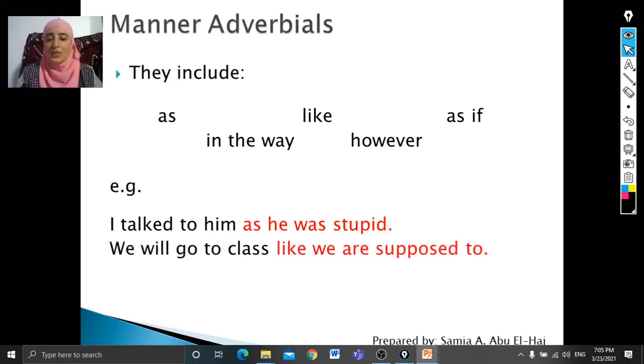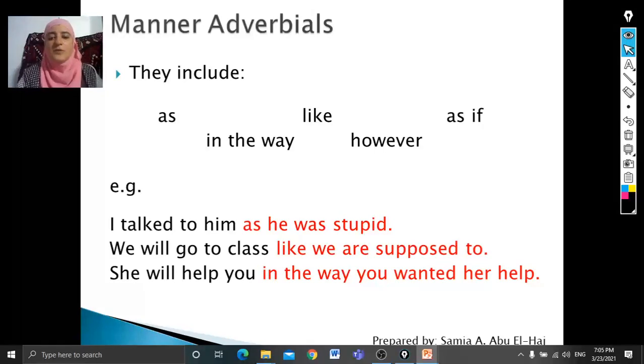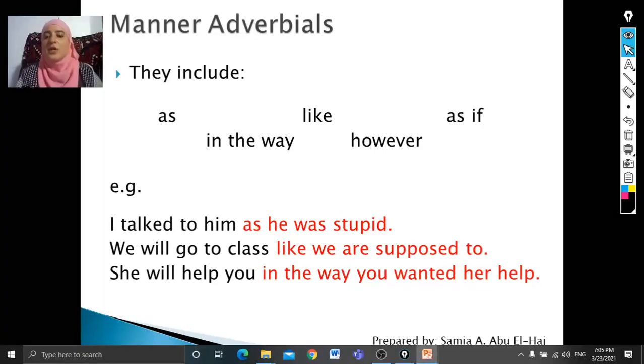We will go to class like we are supposed to. This is what we are supposed to do, the way we are supposed to do it. She will help you in the way you wanted her help. Notice all of them subject verb, all of them.